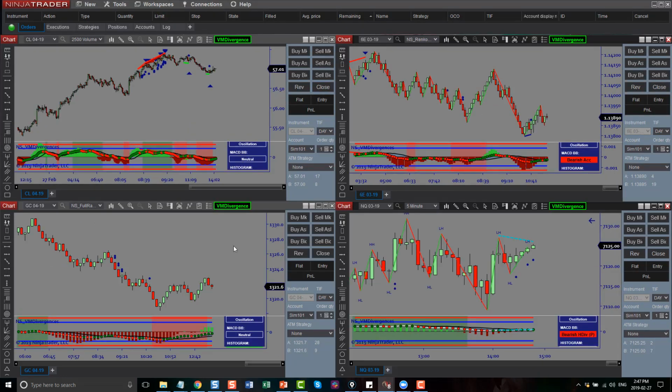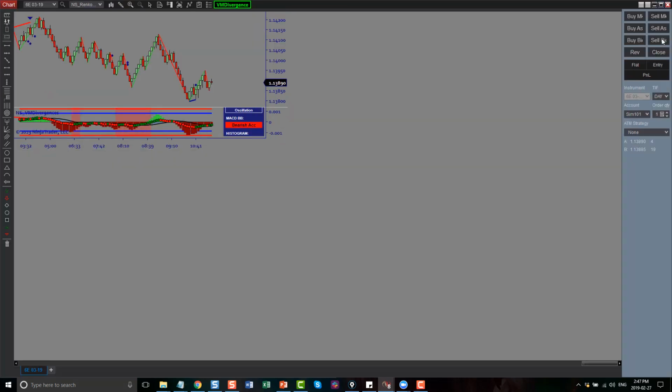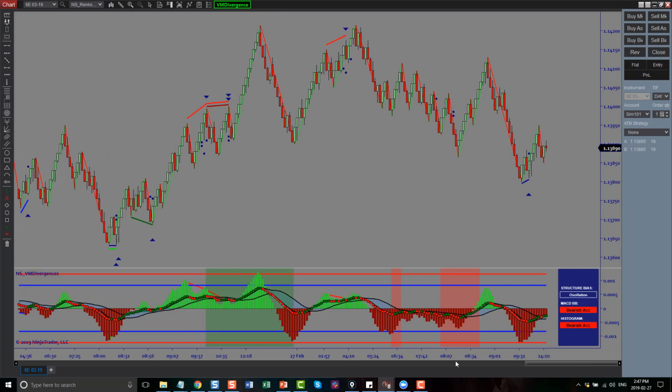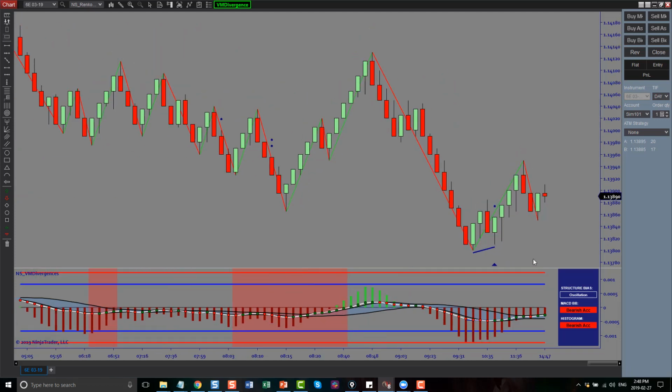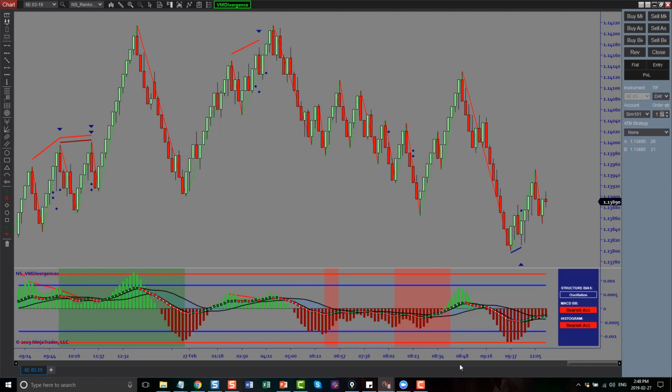I want to go to a different type of chart. Let's take a look at the euro. Okay. Let's take a look at this. Take a look at this divergence trade right here, down at the bottom. Is this divergence trade in a trend? No, it's not. Let's go and find trends.